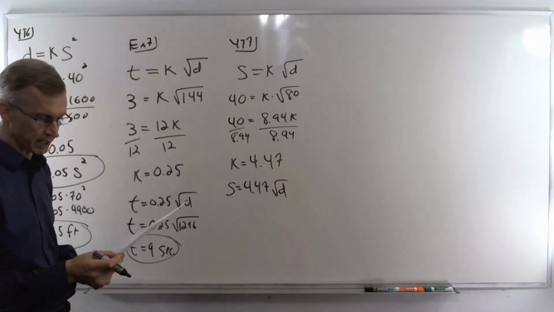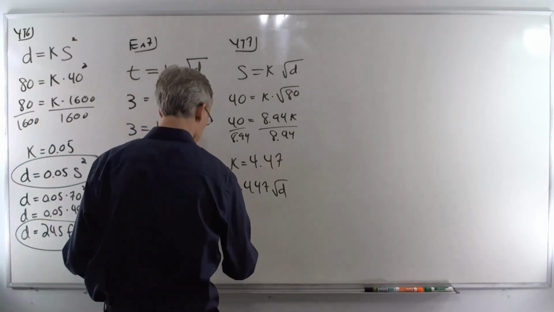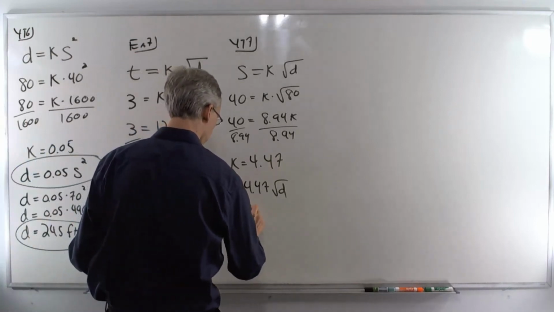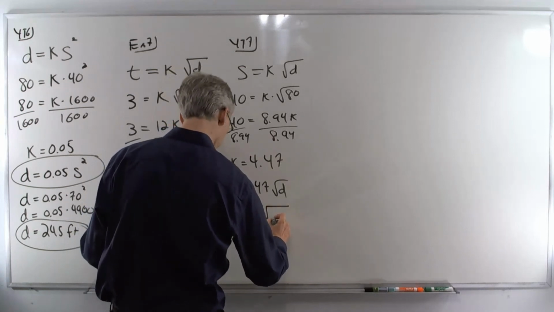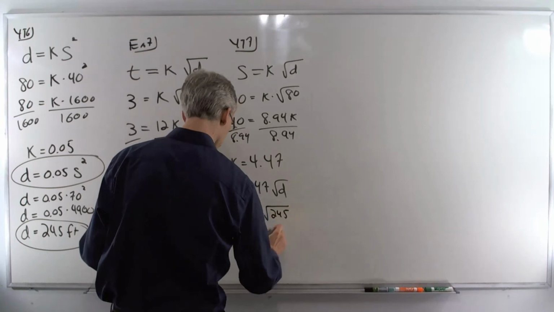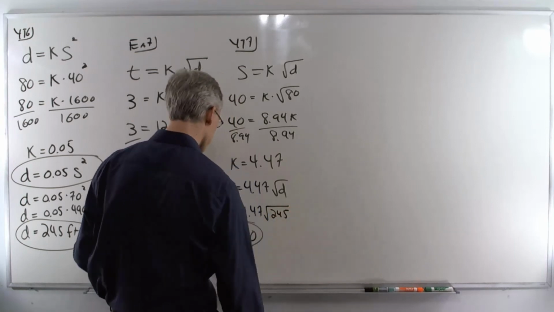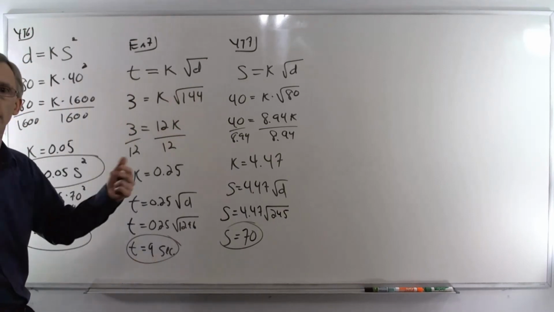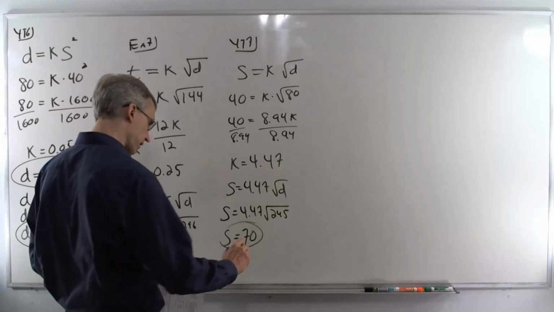Now find the speed of a car that takes 245 feet to stop. So speed equals 4.47 times the square root of 245. And S equals 70, exactly where we started with in the prior problem. And that's 70 miles per hour, include the units.